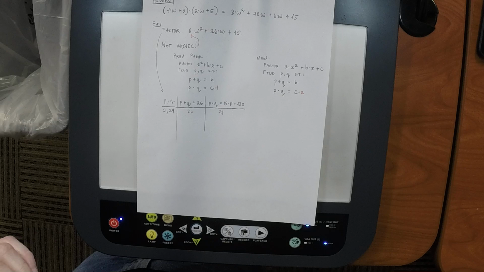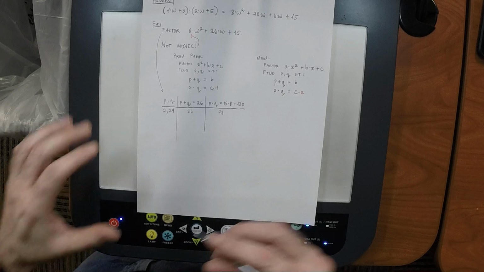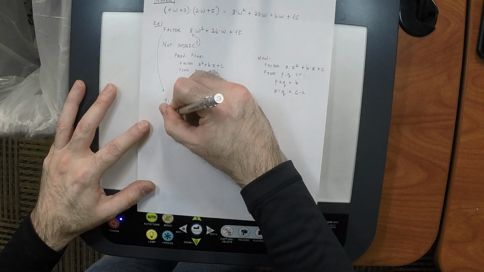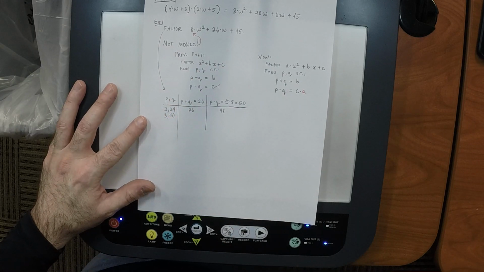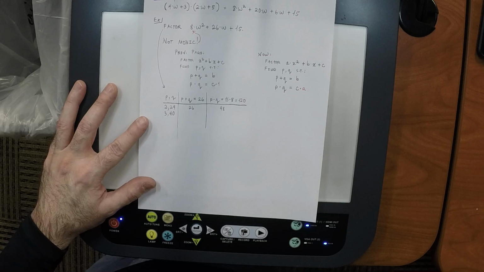Okay. Fine. How about 3 and 40? I claim that's a reasonable pair to inspect. Why is that pair reasonable to inspect?